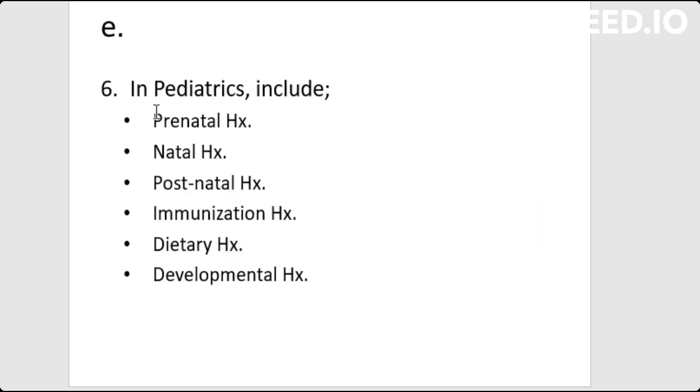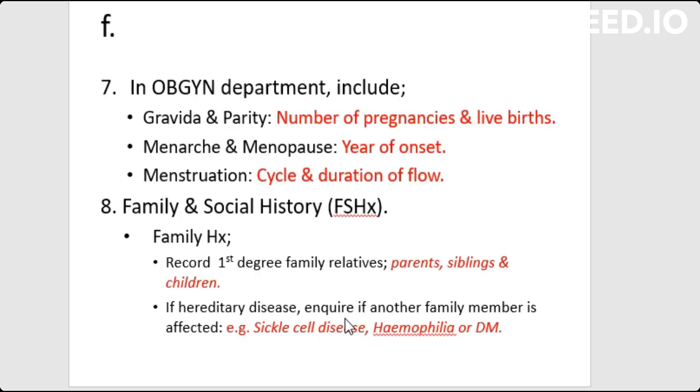The other part is, for example, if you are in pediatrics and you have received a child, you need to include prenatal history, natal, postnatal history, immunization, dietary, and developmental milestone history. If you are in OBGYN and you have received a female patient, you need to include the gravidity and the parity of the patient, the number of pregnancies and live births, the menarche and the menopause of the patient, and menstruation, the cycle and duration of the flow.